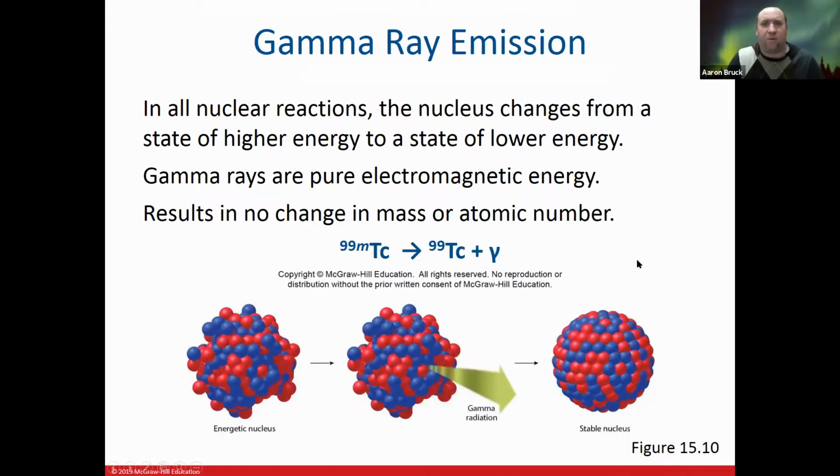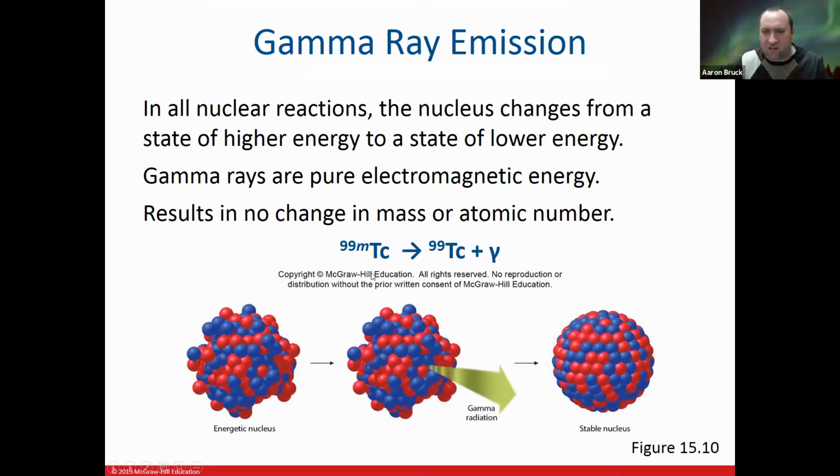And then finally, gamma rays. Gamma rays come from a nuclear reaction where I have an energetic nucleus. You can see it's energetic because the protons and neutrons are all kind of out of whack here. They're all bunched up and kind of moving around a lot. And so as it undergoes that gamma radiation, notice that we go from very erratic to a very stabilized, ordered configuration.